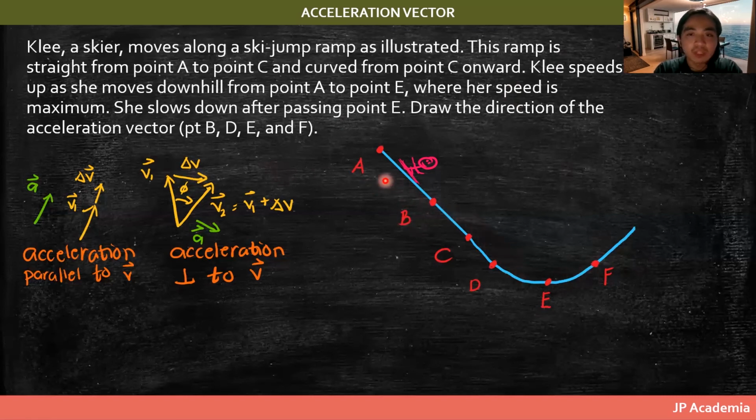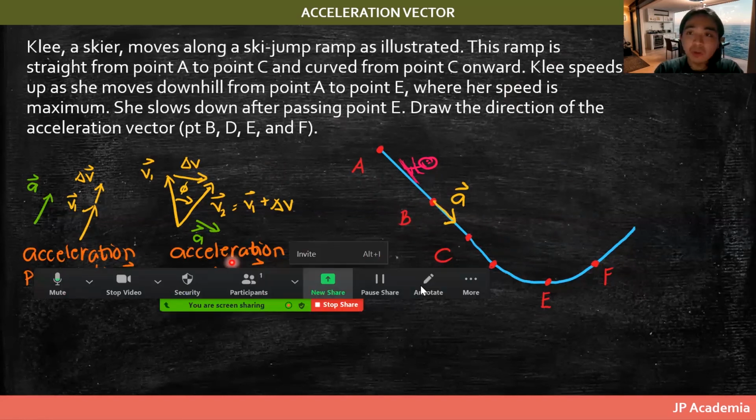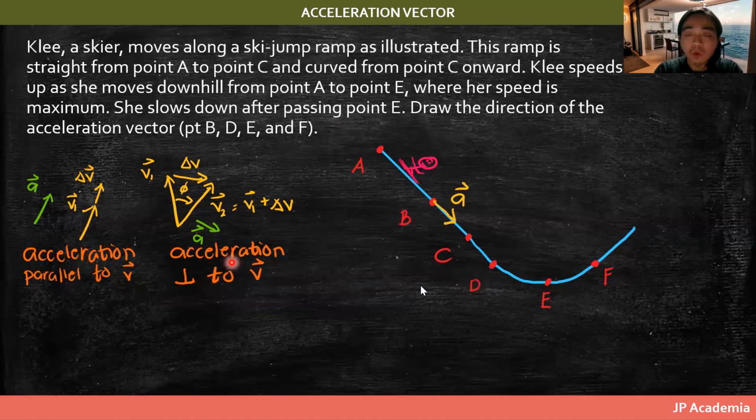Okay? So simulan natin sa letter B. For letter B, ang itsura ng acceleration vector ay papunta ron sa same direction, given na nagsispeed up pa itong skier na to at this point. And given na straight line lang to, so purely parallel lang yung component na meron tayo for the acceleration vector relative to your velocity.